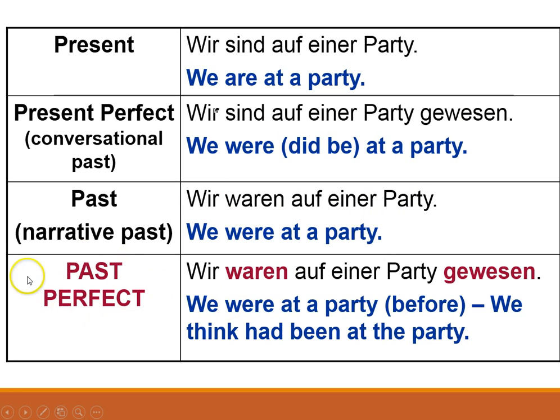So what the past perfect does, if you utilize this chart, is it takes part of the element of the past, waren. It takes part of the element of the past perfect, which is gewesen. And now we have wir waren auf einer Party gewesen. I highly encourage you to write this down in your notes because this chart will be very helpful. If you wanted to know future, you would put wir werden auf einer Party sein.